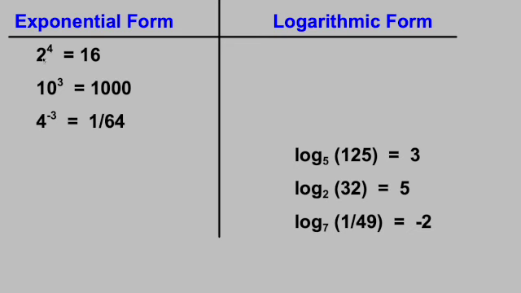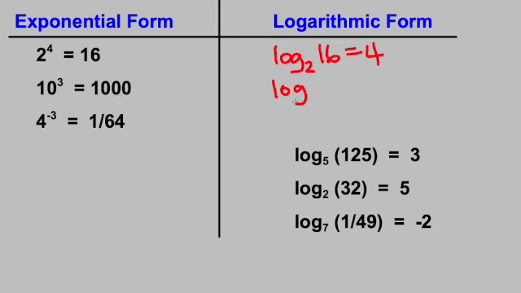It says 2 to the 4th power. So this 2 is the base. How we're going to write that over here is we're going to write log. Because our base is a 2, it's going to go down low here, as a subscript. Whatever the answer is, in this case 16, is going to go right here. And then the power is going to be on the other side of the equal sign. So think of it as 2 to the 4th power is 16. We can do that on the next one over here.